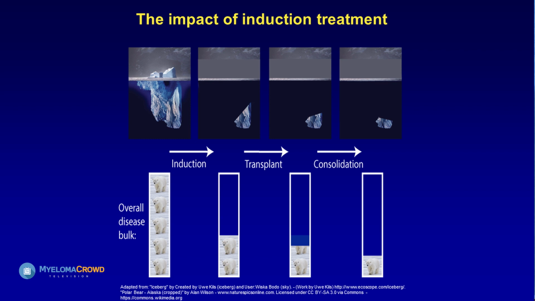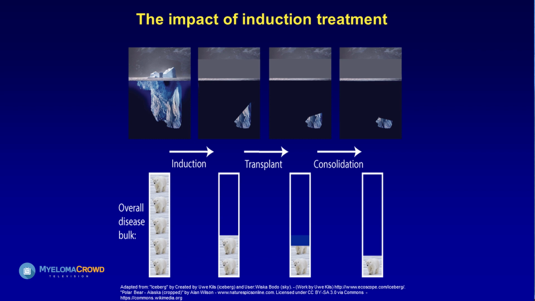So you have the iceberg. We're only looking at the top of it, and you can measure the height of the iceberg in polar bears. So at the beginning of treatment, you've got 5 polar bears worth of disease. Where you want to get to eventually is no polar bears at all. And you can see what happens during your treatment.